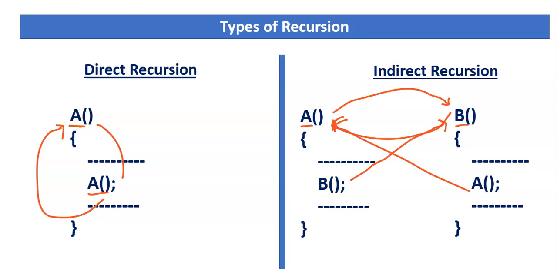That means A function is indirectly calling itself. In the first case, A function is directly calling itself. That's why it is called direct recursion. In the second case, A function is indirectly calling itself via B function. That's why it is called indirect recursion.